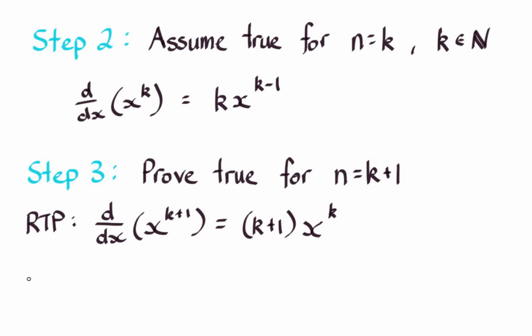So let's start with our left-hand side. That is the derivative with respect to x of x to the power of k plus 1. So what are we going to do with this? Well, remember, we want to use step 2. We can see the link, hopefully, between x to the power of k plus 1 and x to the power of k. So let's go ahead and split this up using our index laws.